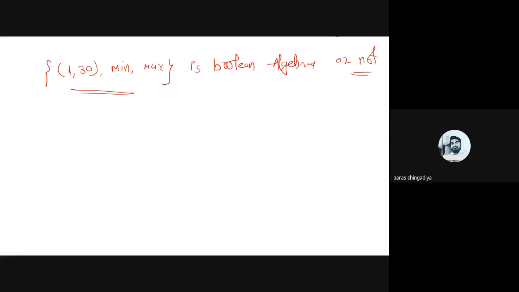Okay, what is the answer? Can we say it is a Boolean algebra? Pratik, Jai, Utsav, Riddhi.